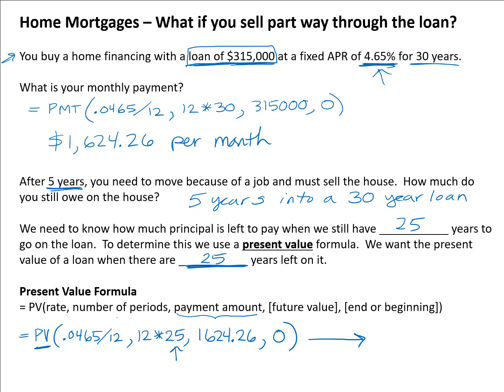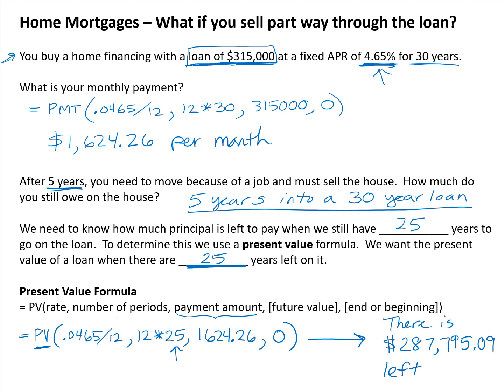What you're going to find is that at this 5-year mark, with 25 years left on the loan, we're still going to owe $287,795.09 on the loan. So there is still this amount left to pay. $287,795.09. So this present value formula is the way you can work out how much is left to pay at any particular point in a loan.